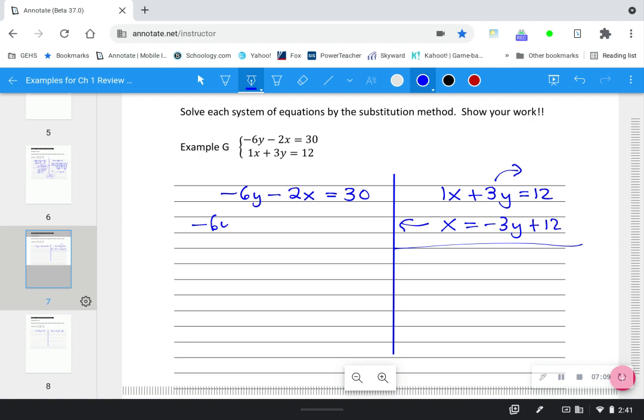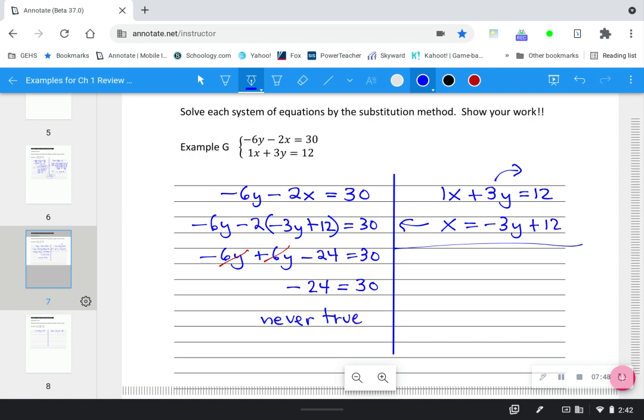So I've got my negative 6y and then minus 2 times the x value equals 30. And we're going to be using negative 3y plus 12 here. So that takes us, when we distribute here, to negative 6y plus 6y minus 24 equals 30. And you'll notice on this one that the like terms cancel off. They give 0. So we end up with an impossible situation. Negative 24 is supposedly equal to 30. That's never true.